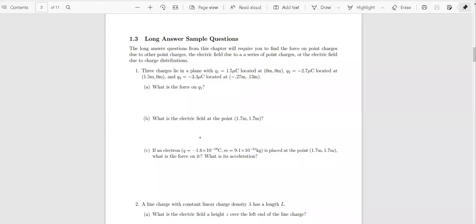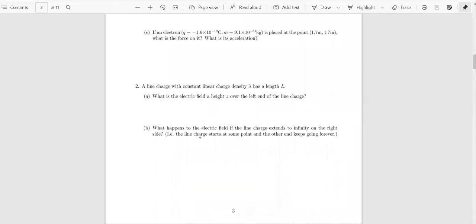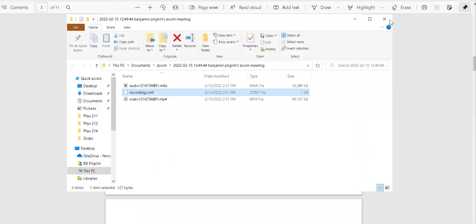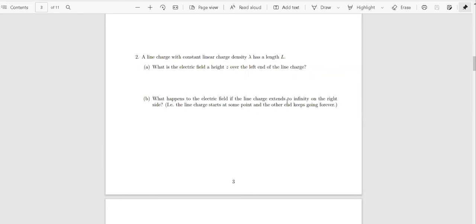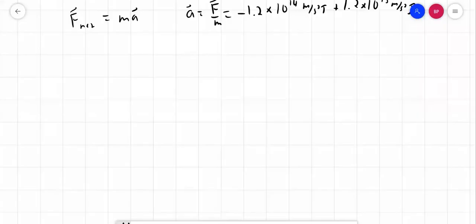Okay. So the next two are the exact opposite. They're fairly short, but they're a little bit harder. All right, so we have a line charge with constant linear density lambda. It has a length L, and we want to know the electric field at height Z over the left end of the line charge. All right, so let me draw the charge in blue.